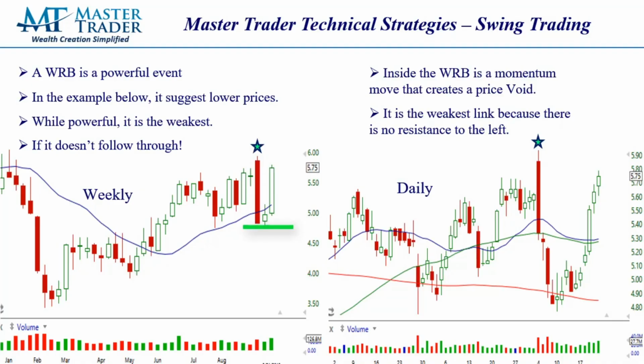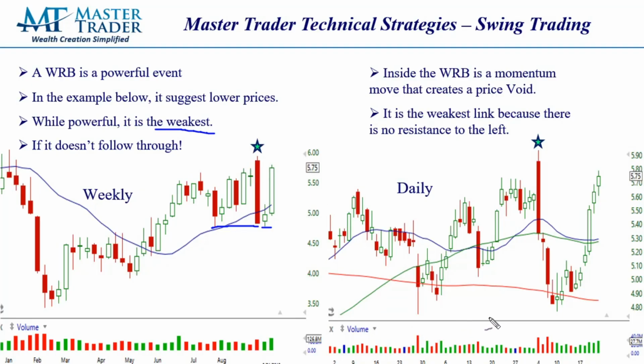So this was hanging on a little shelf of support there, but that bearish bar being at support should still follow through to the downside because of the potency and power of that huge bar. Now, as it says, while it's powerful, it's the weakest link, because you understand the concept that a wide range bar is a momentum move in a smaller time frame. So if it doesn't follow through, it's a shock, and now there's nothing to stop it from going higher.